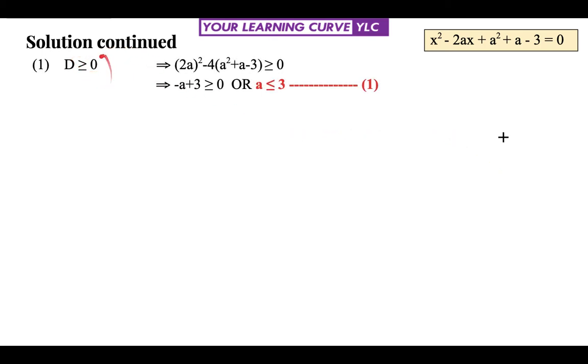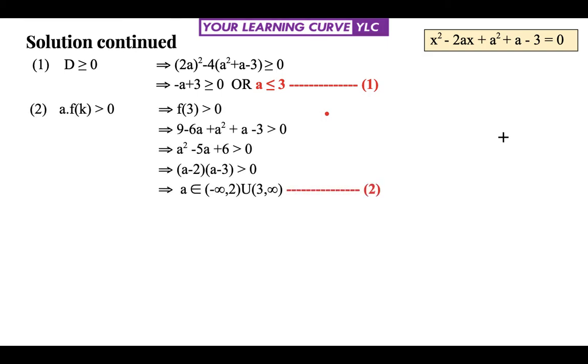We are given the quadratic equation x square minus 2ax plus a square plus a minus 3 is equal to 0. We have to form the required inequalities. So first inequality is discriminant is greater than or equal to 0. Discriminant is what? Minus 2a whole square, that is 4a square, minus 4 times ac, 4 times a square plus a minus 3 into 1. So we get 4a square minus 4a square getting cancelled, minus a plus 3 is remaining. So minus a plus 3 is greater than or equal to 0 or a is less than or equal to 3. This is your first inequality.